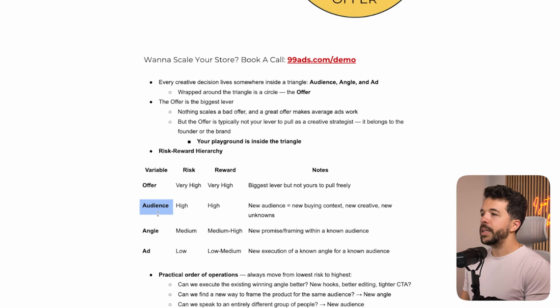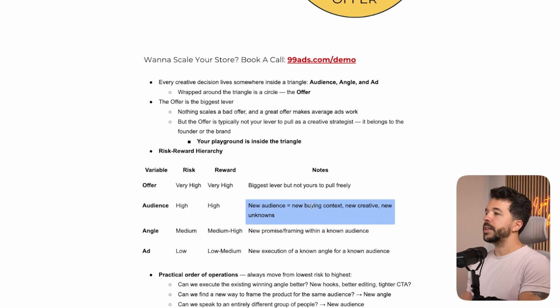Then the audience is a high risk, high reward type of variable. It's hard to open up a new audience and to make it profitable, but the reward is high. New audience means new buying context, new creative, new unknowns. So it's complicated, but if you manage to do that, your ad spend goes up. This is a big swing.